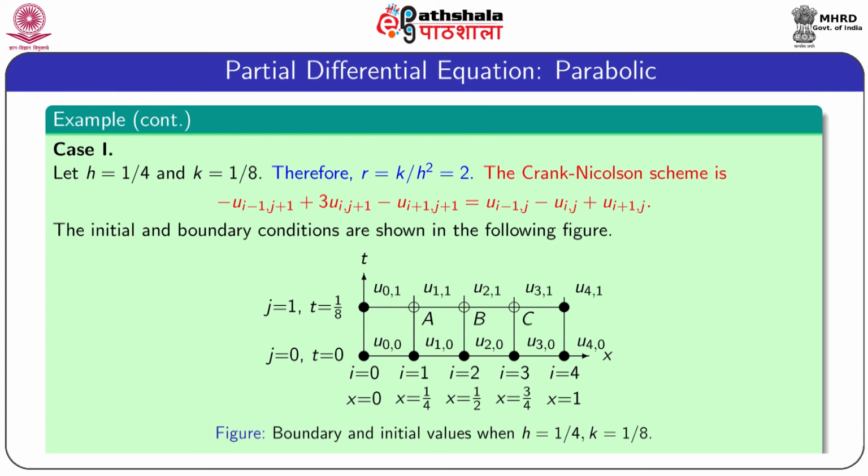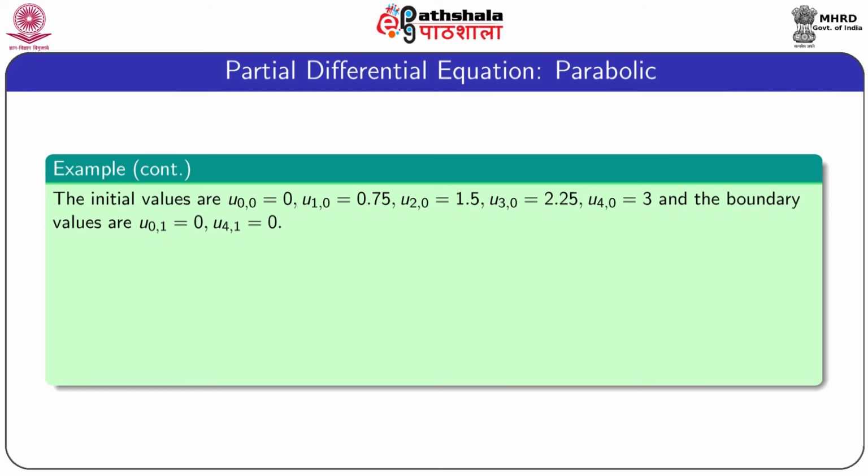The initial and boundary conditions are shown in the following figure. So, in this case we have to determine the values of u at the mesh points A, B and C. The boundary conditions are mentioned by filled circles, initial conditions are also mentioned by filled circles. We have to determine the values of u at the points A, B and C. The initial and boundary values are given by these expressions.